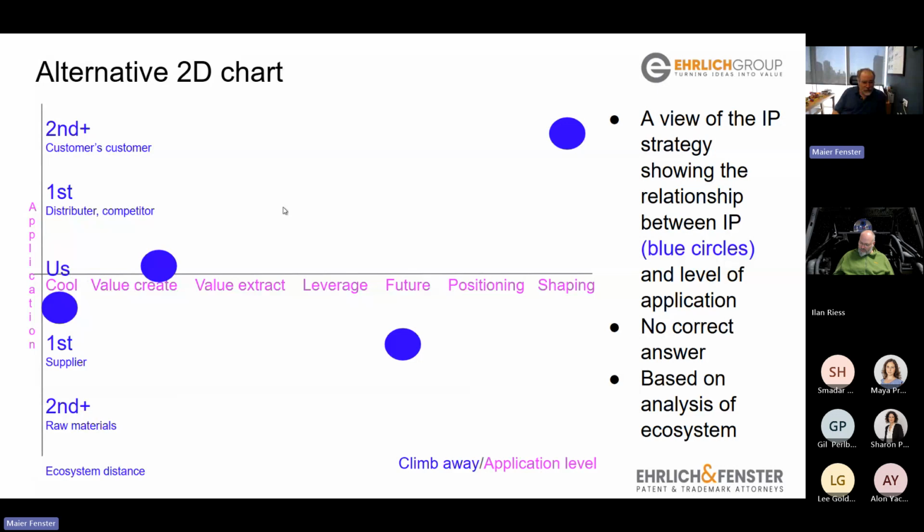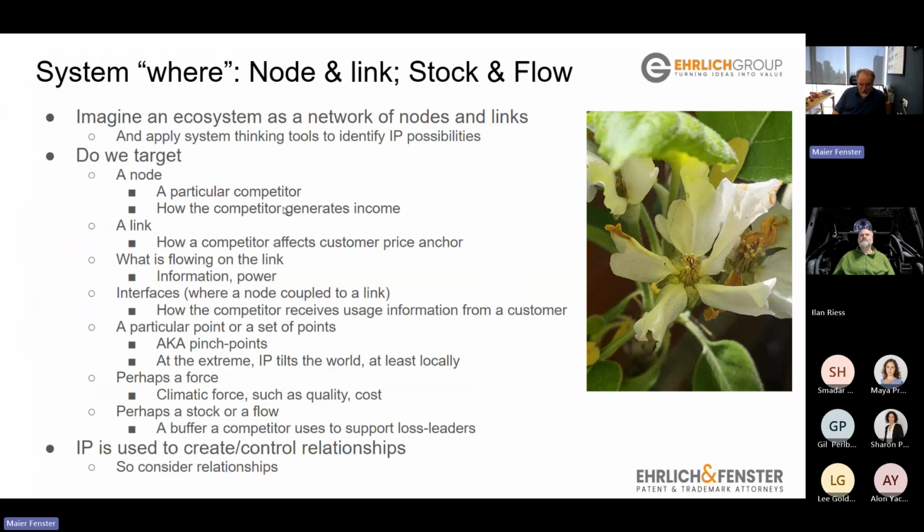Anybody familiar with system analysis and so on is probably familiar with the term node and link, or stock and flow. That's different ways of looking at a system. And the word ecosystem has system inside of it. So you can consider the ecosystem to be a network of nodes and links. And now, where can the IP be applied there? And again, we're talking about identifying that there's a lot of different possibilities.